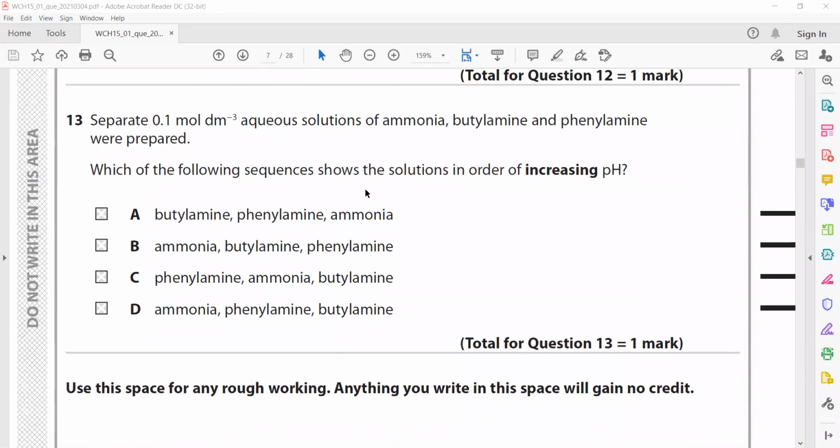The next question: separate 0.1 mol per dm cubed aqueous solutions of ammonia, butylamine, and phenylamine. So if we have phenylamine, because of the presence of the lone pair on nitrogen, it has a tendency to accept a proton. But what happened? Due to the presence of the benzene ring, the lone pair can be attracted towards the benzene ring, so it reduces the capability of nitrogen to attract the proton. That's why it will be less basic. So phenylamine is less basic or less alkaline compared to ammonia.